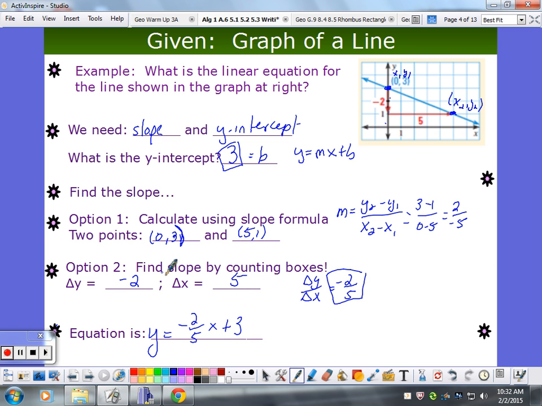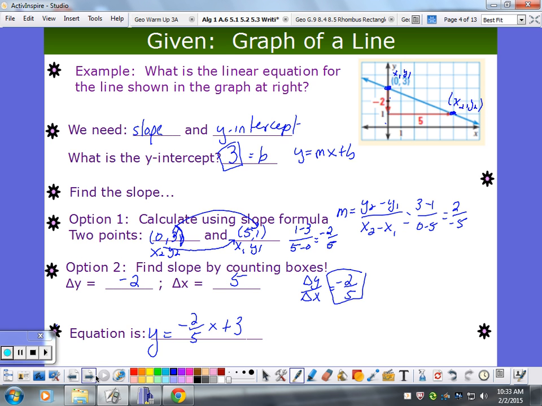Yes? Why is it what? Oh, because I did y2 minus y1, and I went in this direction. I made this my x1, y1, and this my x2, y2. Can I do that? Sure, as long as you're subtracting in that same direction. I went 3 minus 1, 0 minus 5. You can go the other way if you wanted to. You could have done 1 minus 3 over 5 minus 0. You get the same thing, negative 2 over 5. As long as you're going in the same direction, go either way.